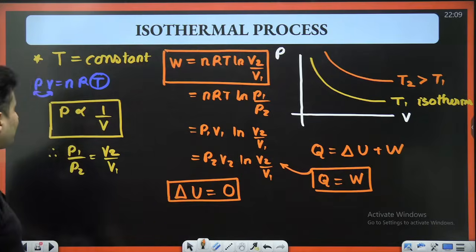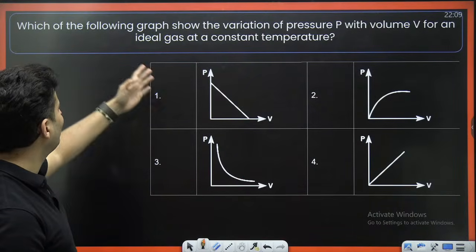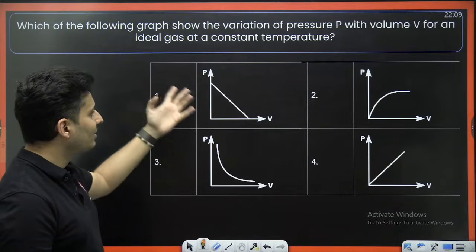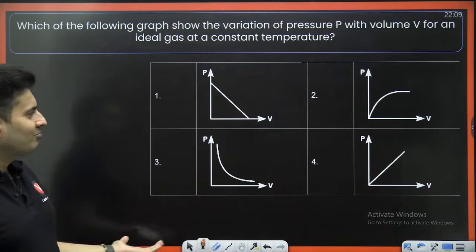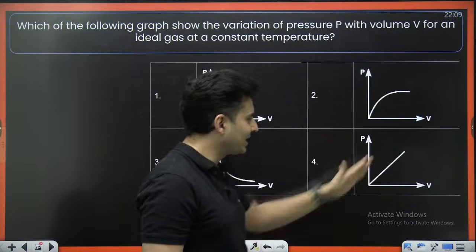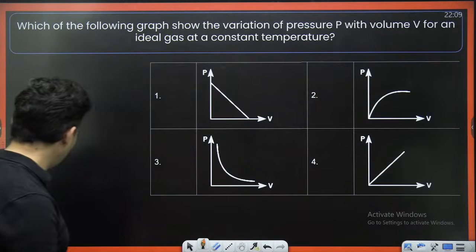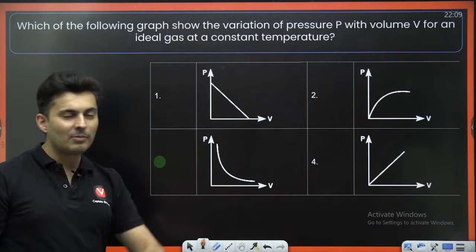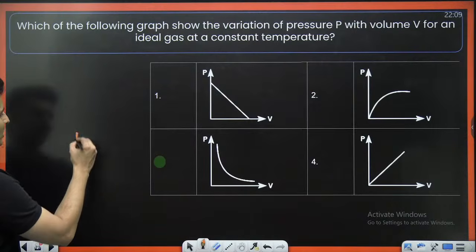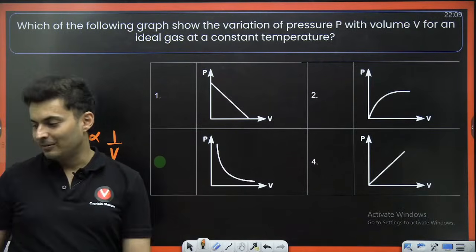Keep this in mind. So which of the following graphs shows the variation of pressure with volume at constant temperature? This was asked before and many students again made some mistakes. They thought, sir, it is a straight line. Why every time a straight line? Guys, I think it should be option number 3, because it is inversely proportional. Pressure is inversely proportional to volume. So that's why it will be this graph.